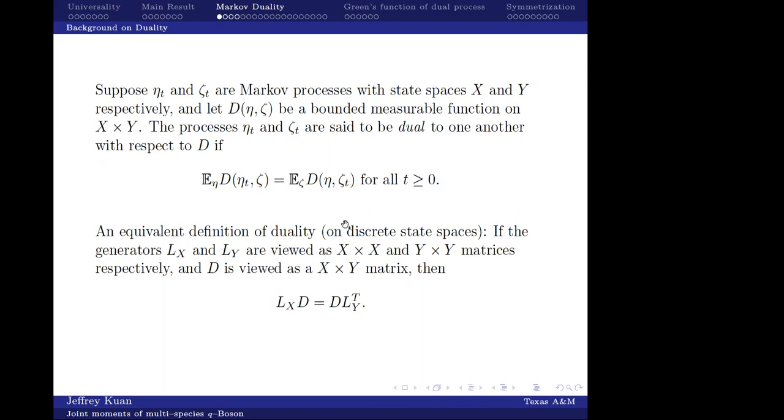An equivalent definition that I'll use for discrete state spaces is that if you have generators and you view them as X by X and Y by Y matrices, then D is viewed as an X by Y matrix. Then you have this intertwining. I should say the generator of the Markov process is basically the derivative of the transition probabilities. So the generator defines the jump rates. It's just a matrix where you have the jump rates written down. Okay, so duality is this intertwining.